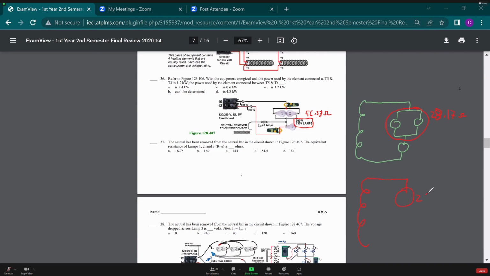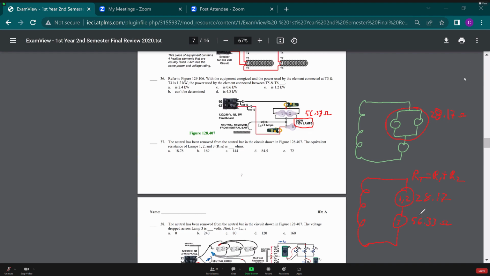We have 28.17 ohms for 1, 2. And then we have lamp 3 here with just a resistance of 56.33 ohms. Because we're in series here, I know we're in series because we have to go through both elements to get back to source. In series, our total equals R1 plus R2. So we add these guys together. And then that's going to get us our equivalent resistance of all three.